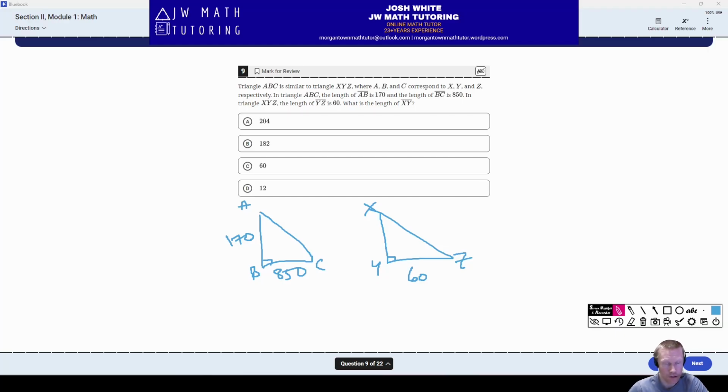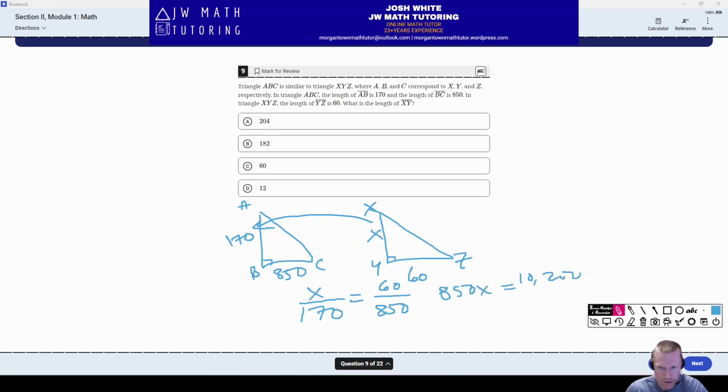All right, so all we're going to do is just set up a proportion with the corresponding sides. So I'm just going to call it X. That's what we're solving for. So I said, okay, X corresponds to 170, in this triangle to this triangle. Technically, the one on the left is much larger because 850 is much larger than 60. And then 60 from the small corresponds to 850 from the large. So we just go ahead and cross multiply this. 850x should be 10,200, and then divide by 850, and we should get 12, letter G, as the correct answer.